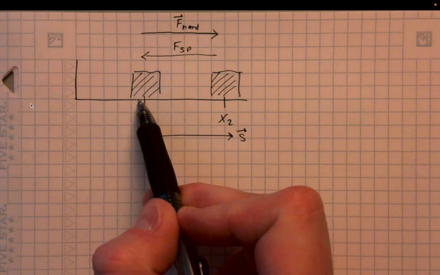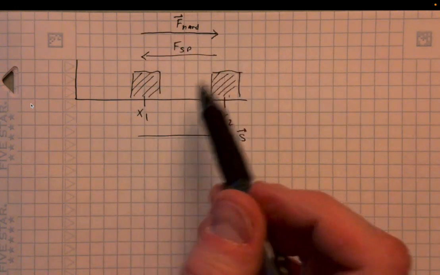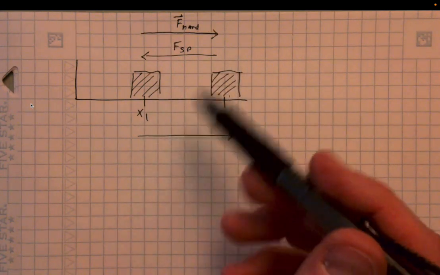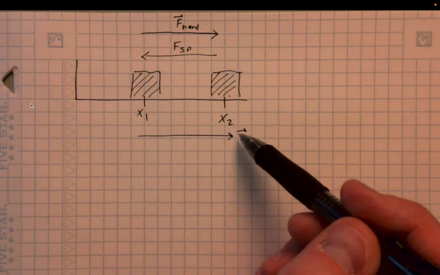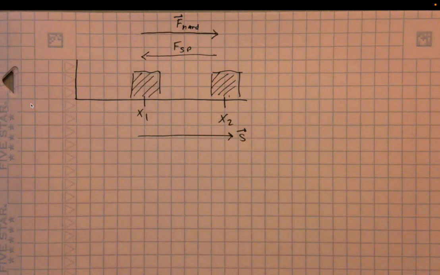So in moving the block from x1 to x2, my hand has to exert a force in this direction, and as I do that, the spring force pushes against my hand in the opposite direction. So the spring force opposes the stretching force. The displacement is to the right, which stretches the spring and causes the spring force to be to the left.